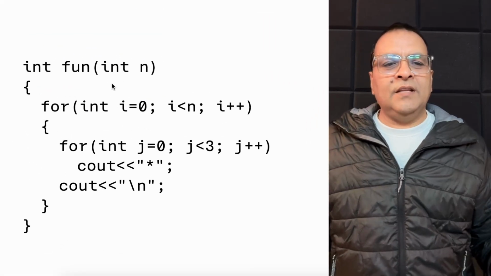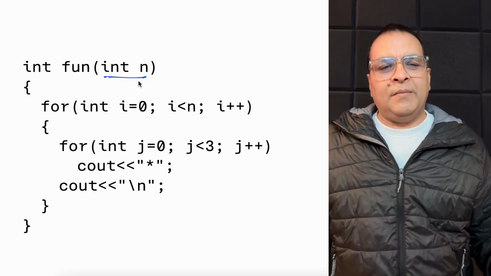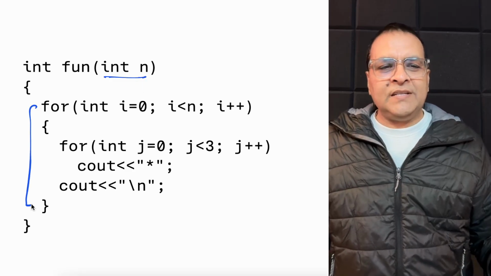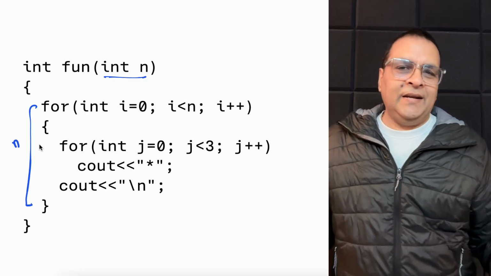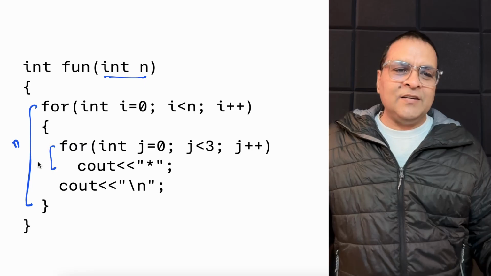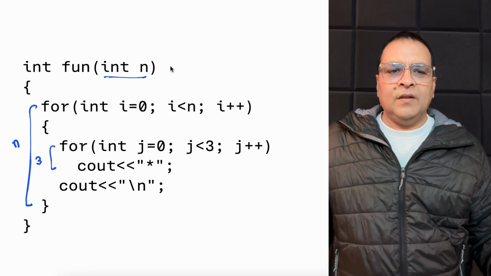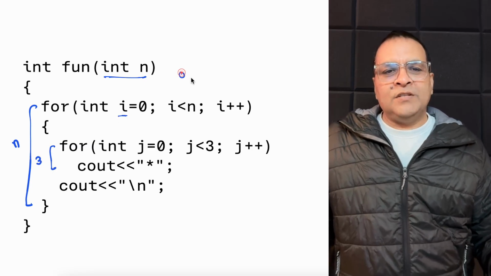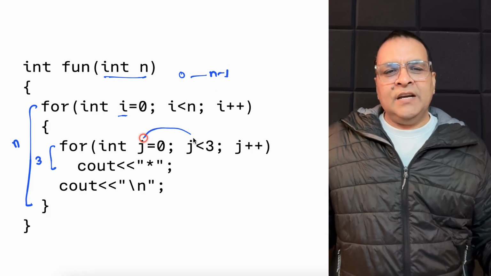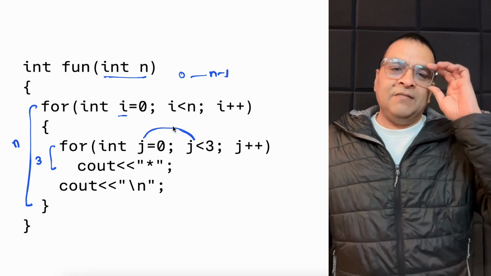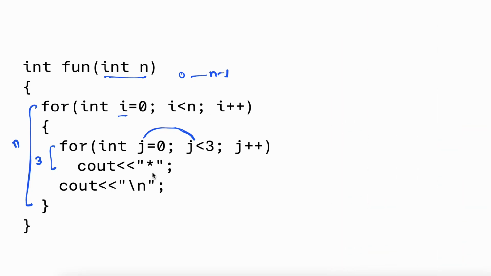Consider this function. This function is also receiving only one input parameter n. The outer loop inside this function is executing exactly n times, but the inner loop is executing only 3 times. So i will vary from 0 to n minus 1, but for every value of i, j will go from 0 to 2, which means that j will execute 3 times, and every time it will print a star. Therefore, this function is printing 3 stars in every line.